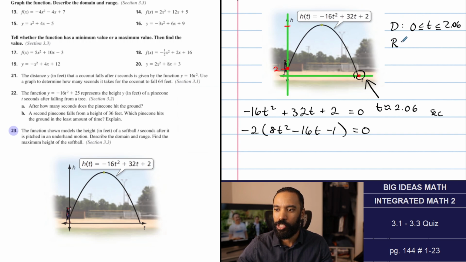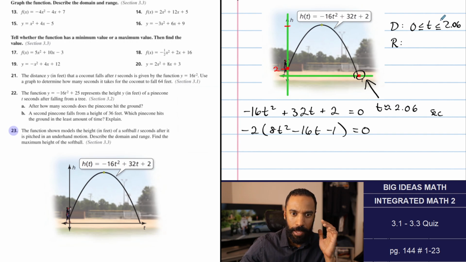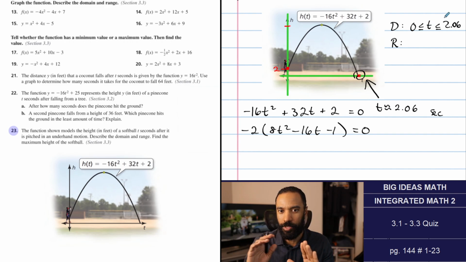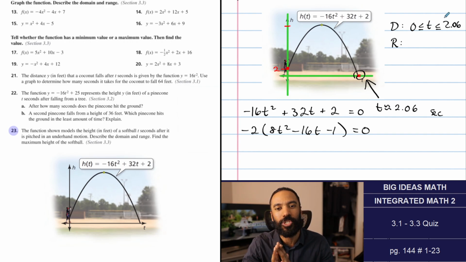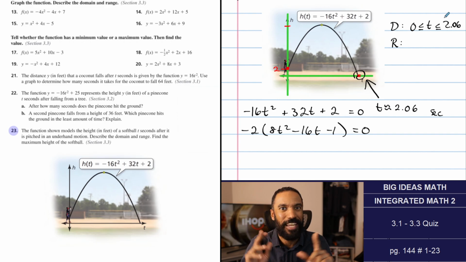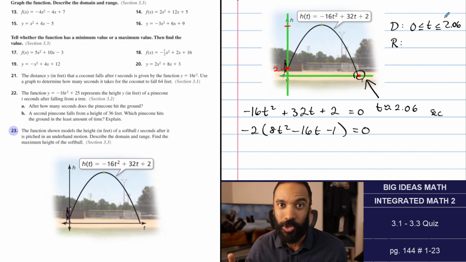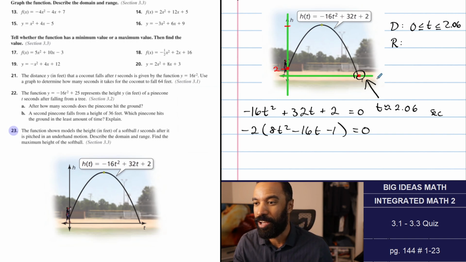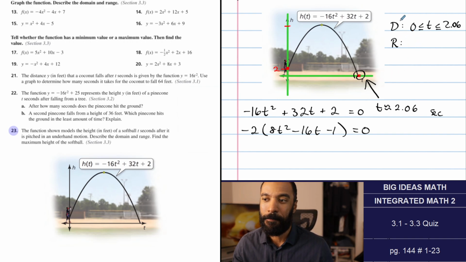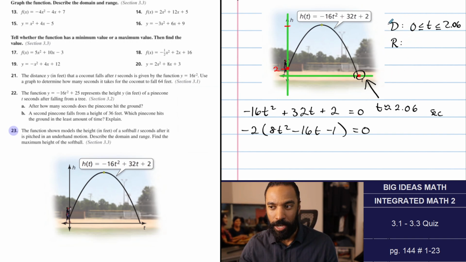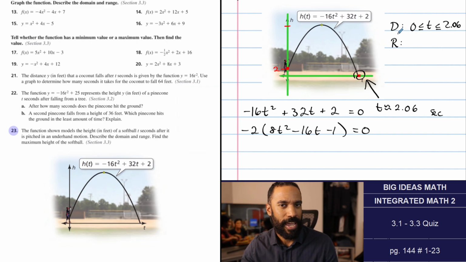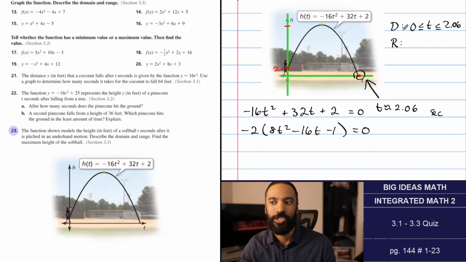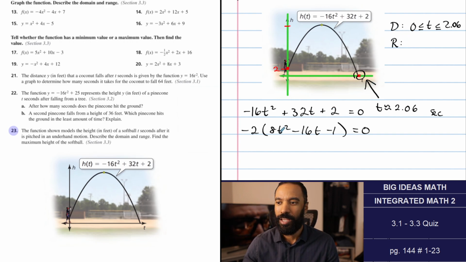Okay, the range is going to be based off the maximum height. So this is kind of interesting. They said describe the domain and range. They didn't say find it. I'm still going to find it anyway. I'll describe it afterward. Okay, I'll find it. If they said find the domain and range, I would have had to find when it hits the ground and the maximum height to begin with. So I'll describe them afterwards, if you don't mind.